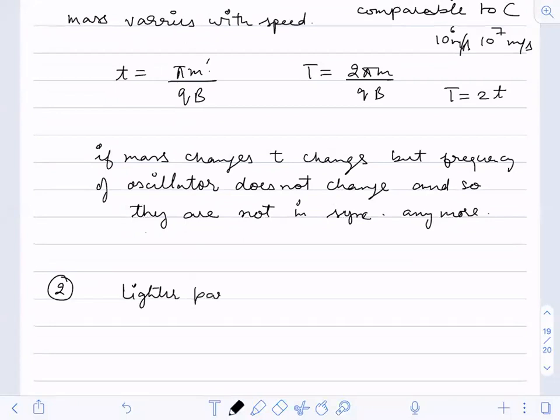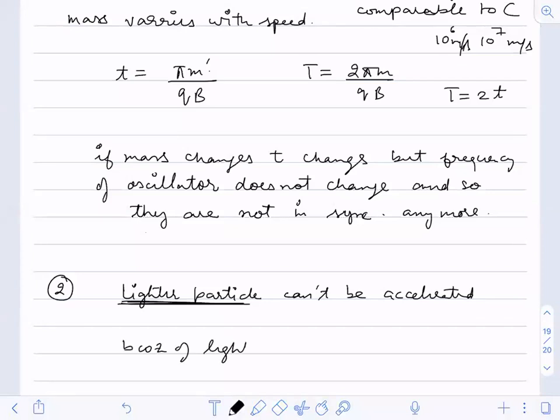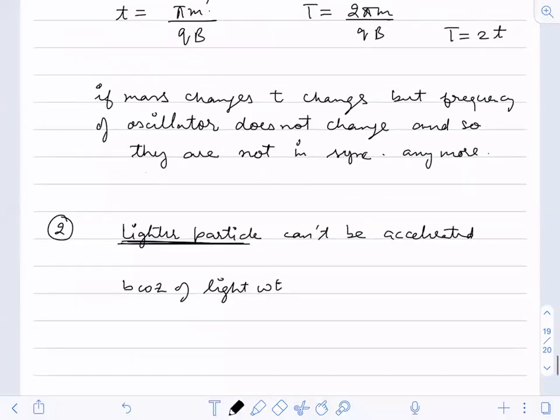Lighter particles can't be accelerated. Why can't they be accelerated? Because they are light, because of light weight. What will happen? Their velocity increases very fast. So if velocity increases very fast, then 2t is not equal to t now.